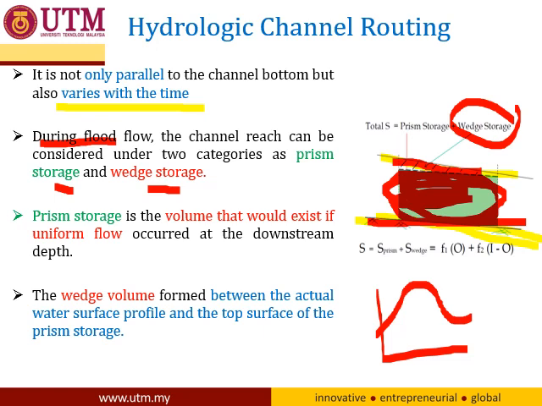If there is no rain, the river will be just flat. But because some rain and flood are coming in, the hydrograph would look like this. So the wedge storage is actually the additional inflow going into the channel. Prism storage is the volume that would exist if uniform flow occurred. Uniform flow means the water level does not change, but in this case it changes according to time. So another wedge storage is formed between the actual water surface profile and the top surface of the prism storage. So this is just the concept.